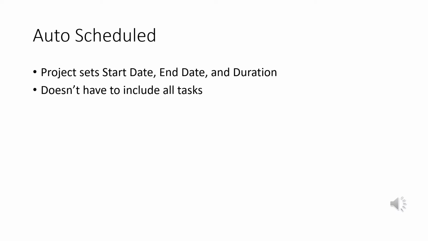And then, of course, the other is auto scheduled. Project sets the start date, end date, and duration. And you can set the criteria. You don't have to do this for all tasks. You can just go within your project and set the tasks that you want auto scheduled.